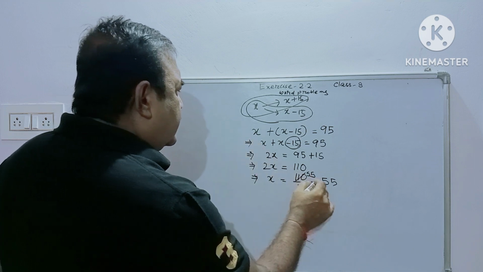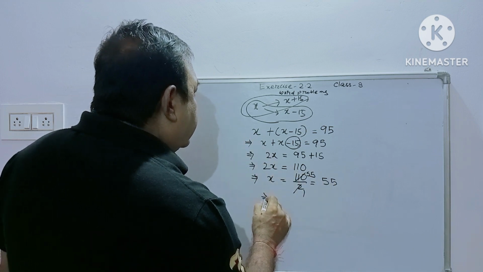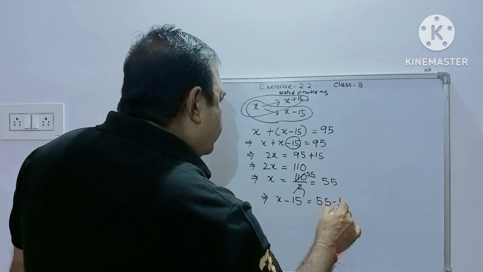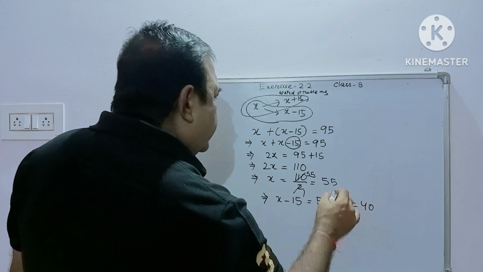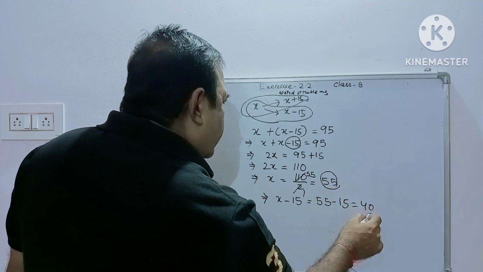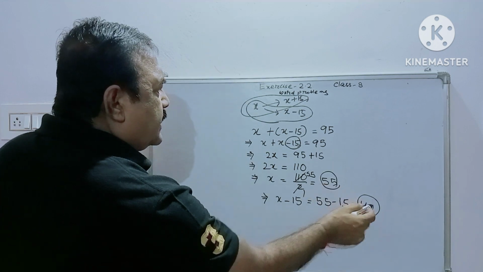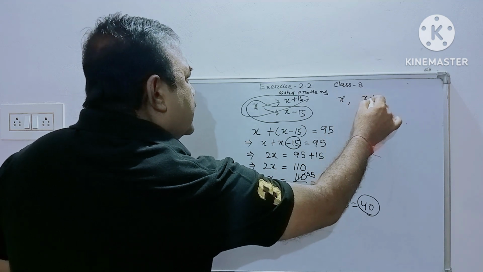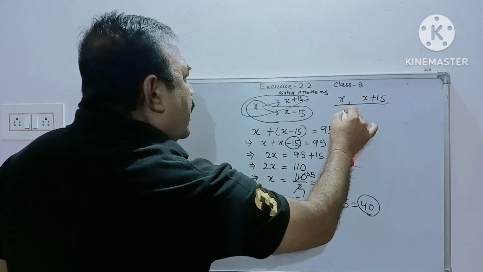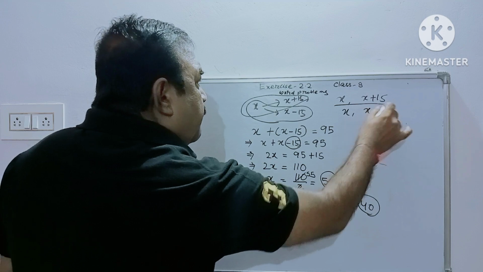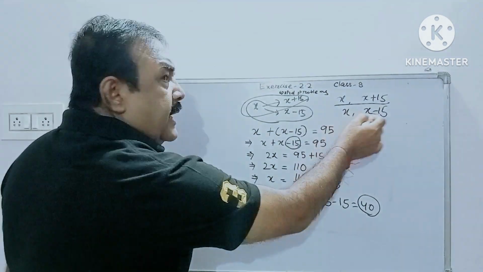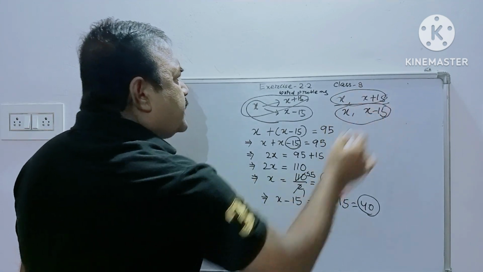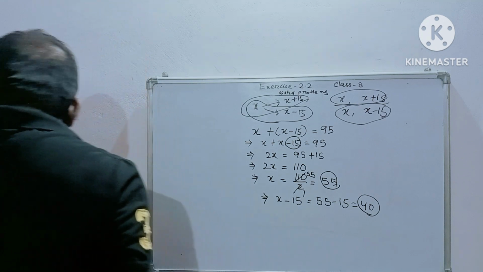So if x is equal to 55, that implies x minus 15, 55 minus 15, is equal to 40. You see, one number is 55 and the other number is 40. You just add them, you see the sum is 95 or not. So you may take x and x plus 15, or you take x and x minus 15. But here it has been taken as x and x minus 15. You do like this or you do like this, it depends on you. But in both cases, the answer will be the same.